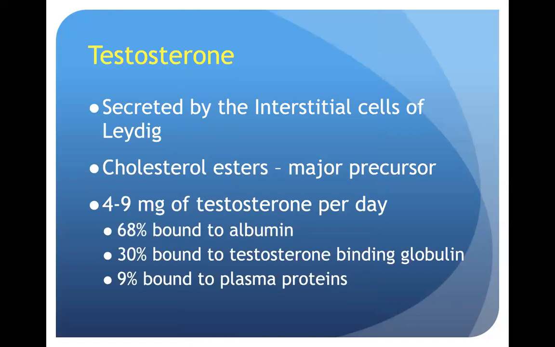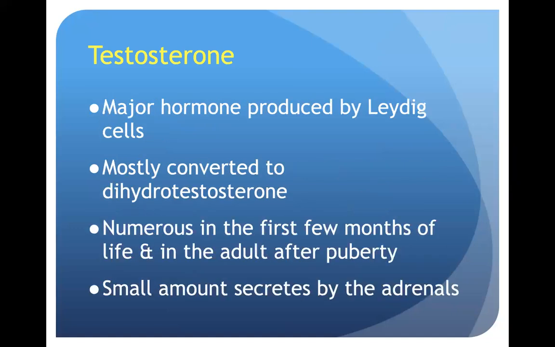So as mentioned, testosterone is secreted by the interstitial cells of Leydig. So it comes from cholesterol esters. Okay, so 65% of the testosterone are bound to albumin, 30% bound to testosterone binding globulin, and around 9% they're attached to plasma proteins. So this is the major hormone produced by the Leydig cells. They are mostly converted to dihydrotestosterone.